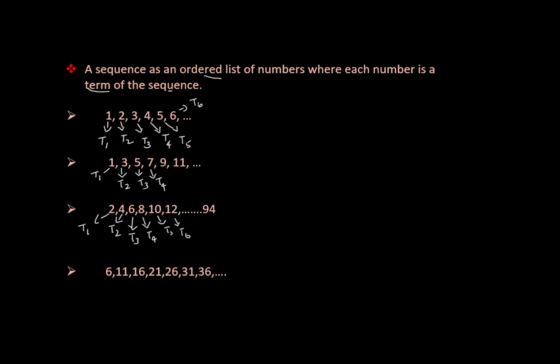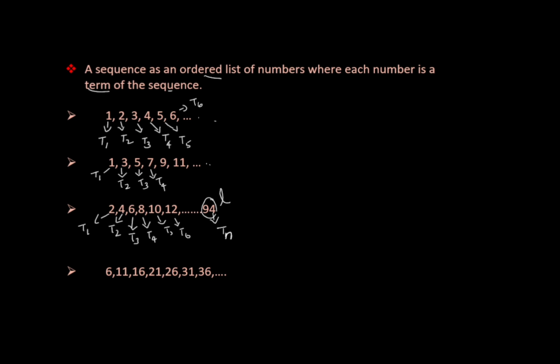T6, and we don't know a few numbers, and one number is given. This sequence starts with 2 and ends with 94. The previous two sequences go on, so we don't know the last number. Here the last number is given, but we don't know which term that is, so we can indicate it as Tn, the nth term. It may be the 10th term, the 15th term, or the 24th term. We don't know, so we indicate it as Tn. Otherwise we can indicate this number as our last term, either Tn or L, the last term.